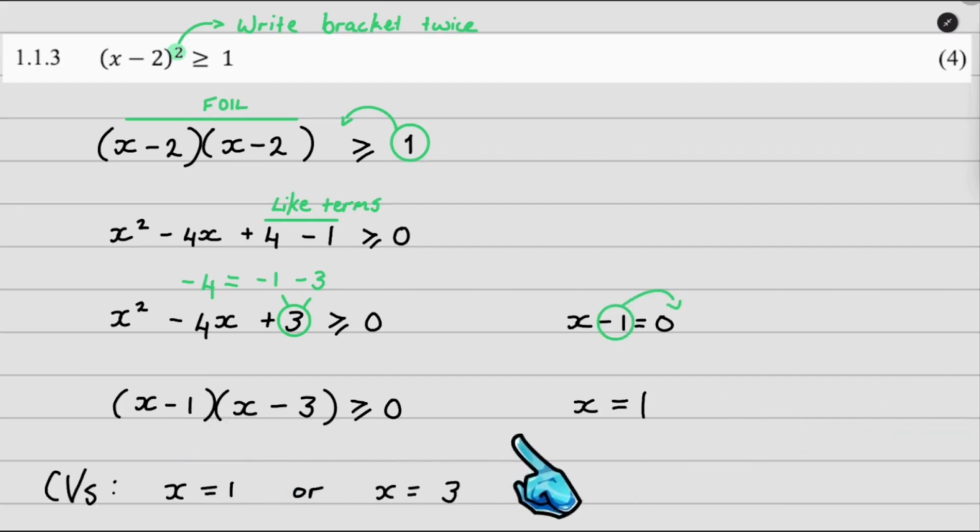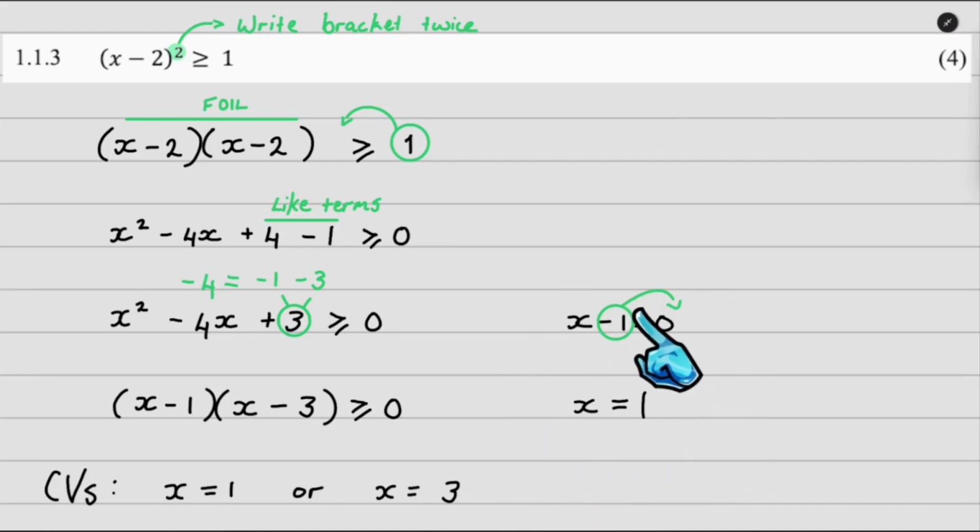So we grab that first factor, make it equal to 0, take the 1 over, and we just get x equals positive 1. That's how I get this first critical value. And in a similar fashion, if I had to take the minus 3 over, I would get x equals positive 3 for my second critical value.